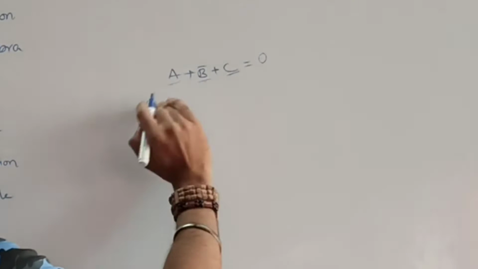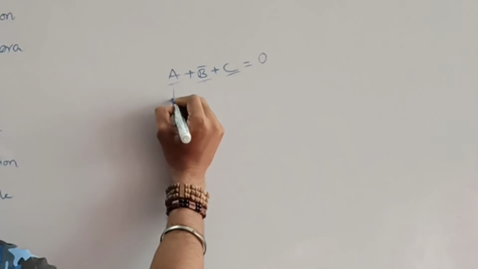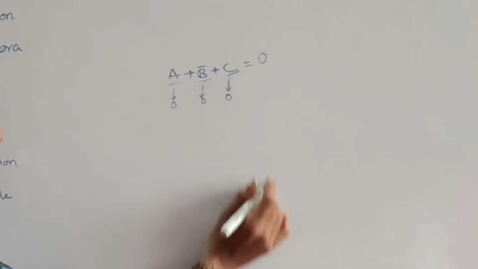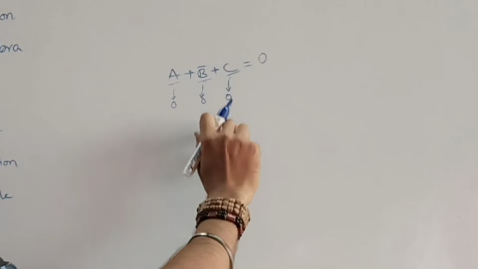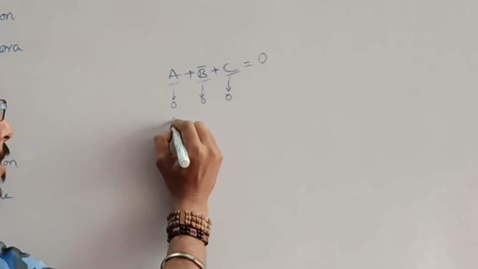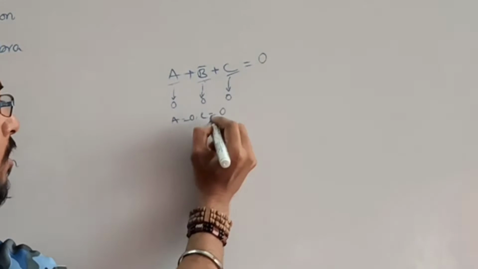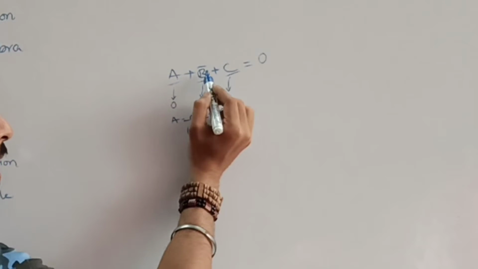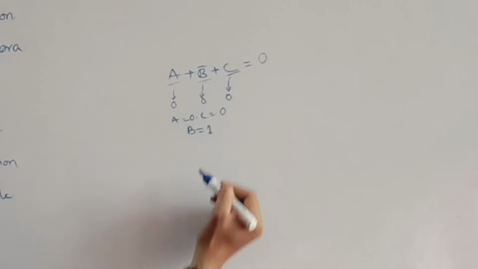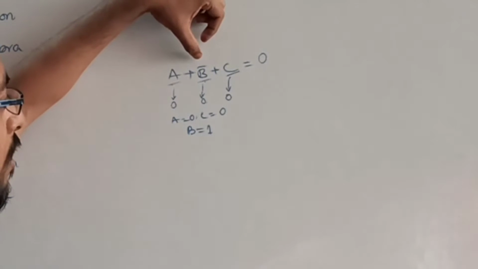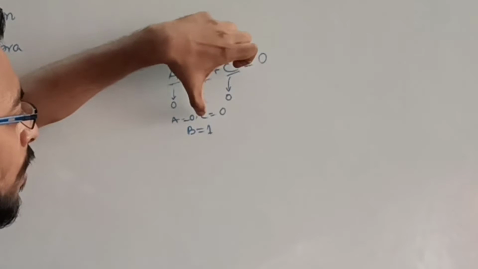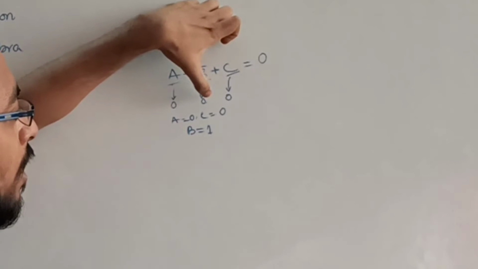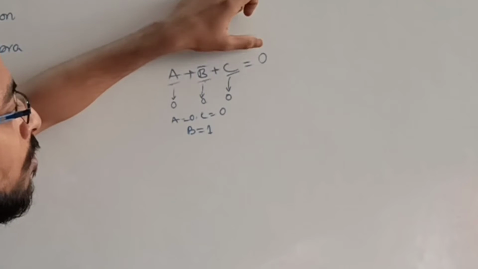Now tell me when this value will become 0. When? If a equal to 0, this literal gives me 0, and c also 0. It means only when these three conditions are applied will my output become 0. It means my a should be 0, c should be 0 and b should be 1. Why? If b is 1, then b bar will give me a value 0. So the point here is that b value should be 1. Why? If b becomes 1, then b bar is nothing but 0, and then 0 plus 0 plus 0 will become 0.